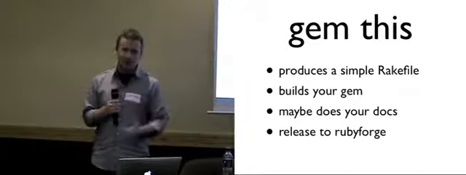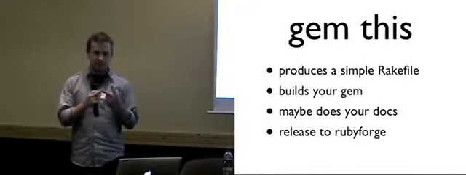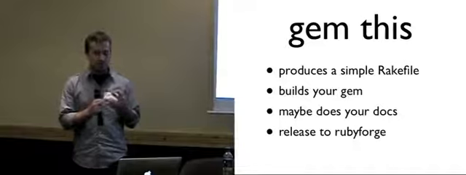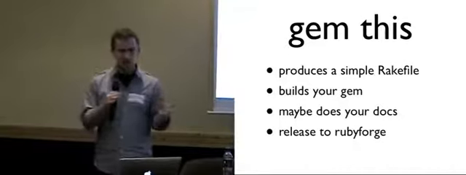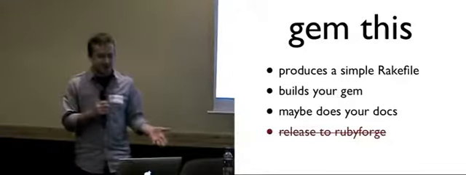And the rake file that it creates only does 3 things. Builds a gem, builds the documentation if you want, and then releases to RubyForge. But in fact, actually, now that GemCutter seems to be, I think, the de facto host, I'm just going to get rid of that code because you don't need it anymore.